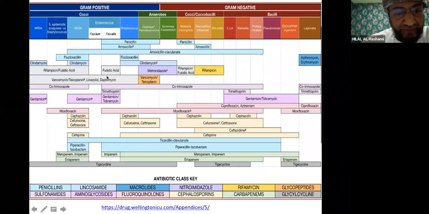With vancomycin, you have daptomycin as well. You have linezolid and teicoplanin. So these are the usual antibiotics. Again, gentamicin is used as synergy, especially when you have infective endocarditis or when you have hardware infections.